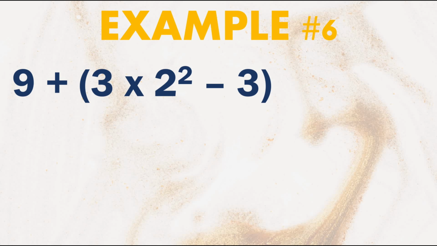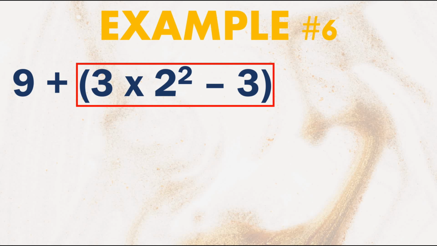Another example, we have example number 6: 9 plus quantity 3 times 2 squared minus 3. So PEMDAS, we do the units or the numbers in the parentheses first. Okay, so we'll do 3 times 2 squared minus 3. And then E, exponent. So there's an exponent, you can see 2 squared. So we'll do that bit first.